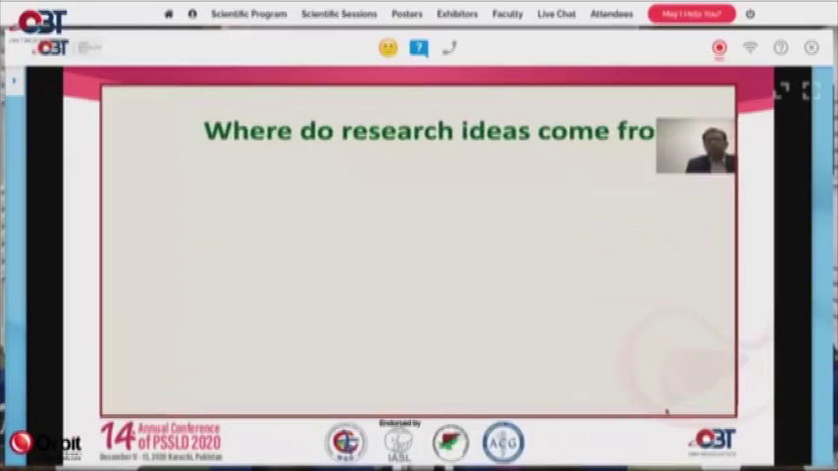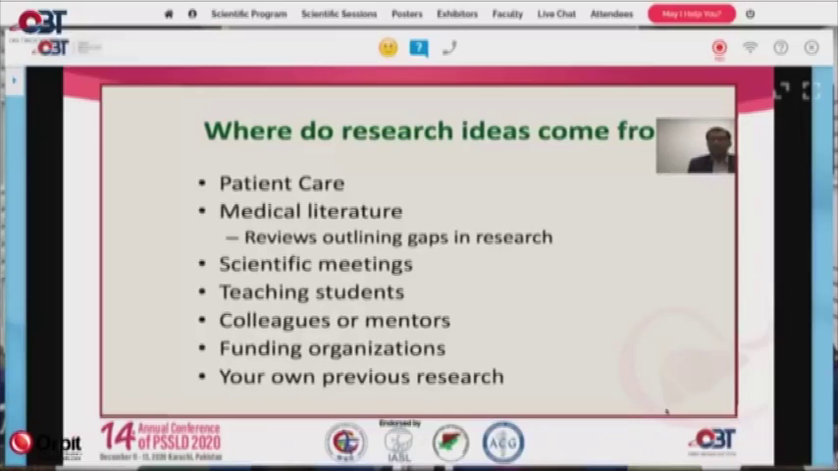So where do research ideas come from? Most importantly, they come from your patient care, the kind of patients that you see. If there is a question that puzzles you, where you are not sure what to do, that is usually the best source for your research ideas. Other sources are medical literature. You attend a scientific meeting like this and some experts say that this is a research gap, so that gives you an idea. Teaching students can ask smart questions, as can colleagues or mentors. Sometimes funding organizations give a call, which are very thought-out calls. So those can help, and then your own previous research.